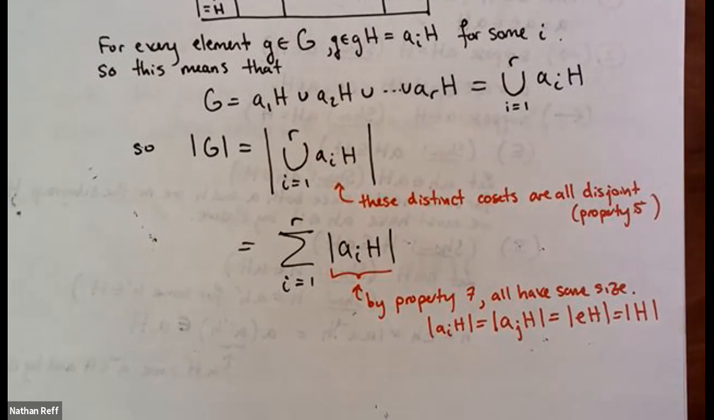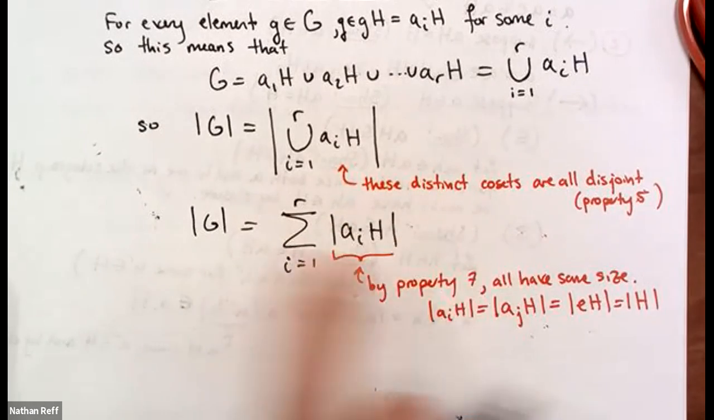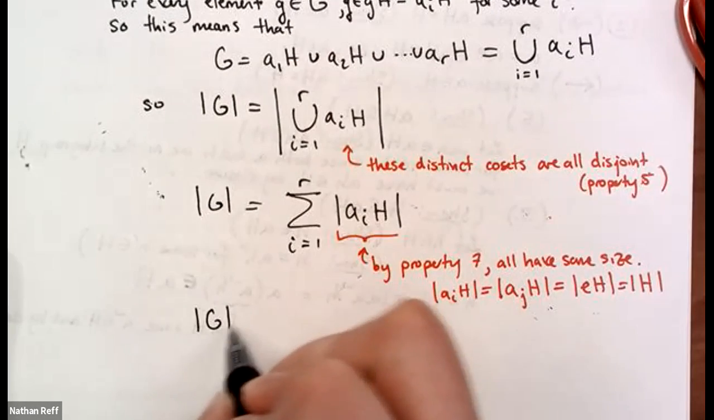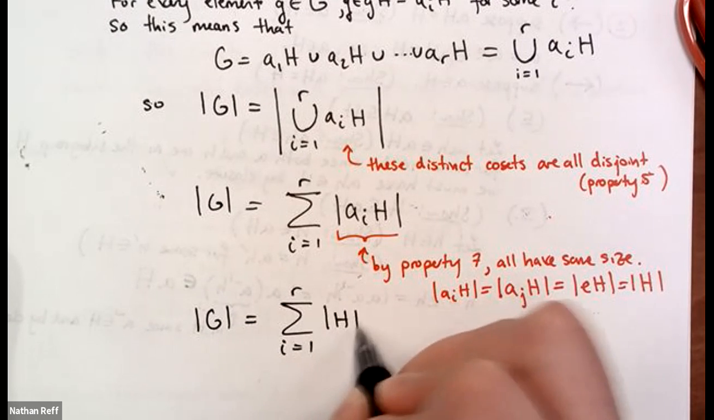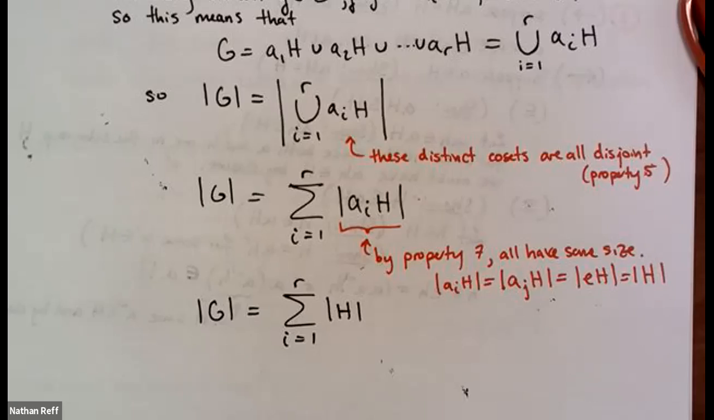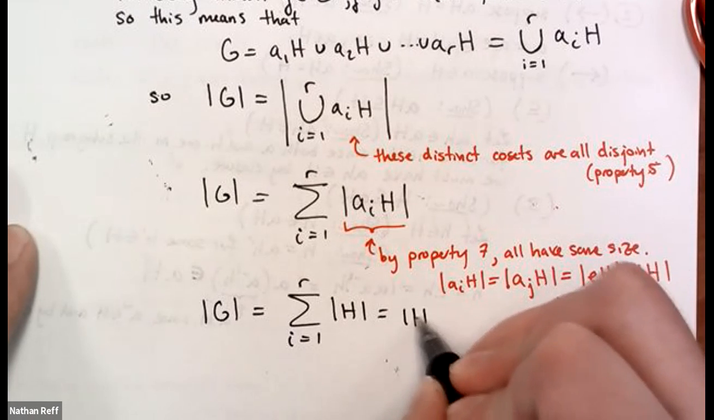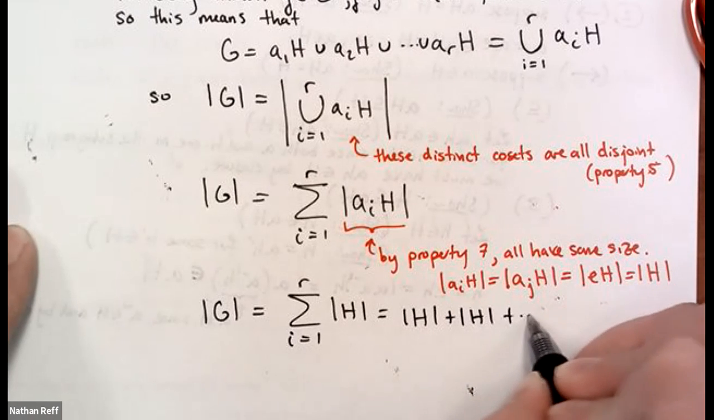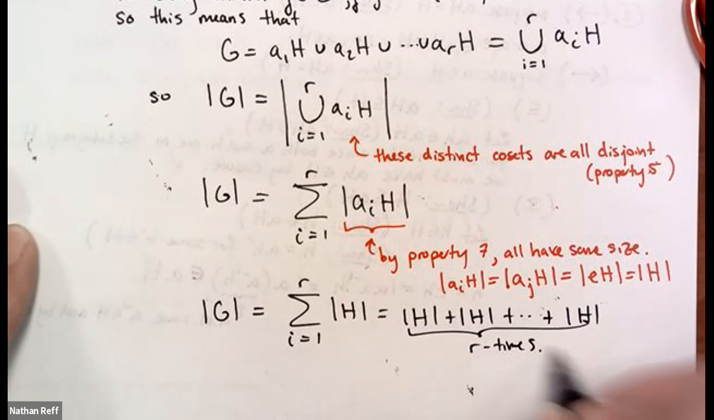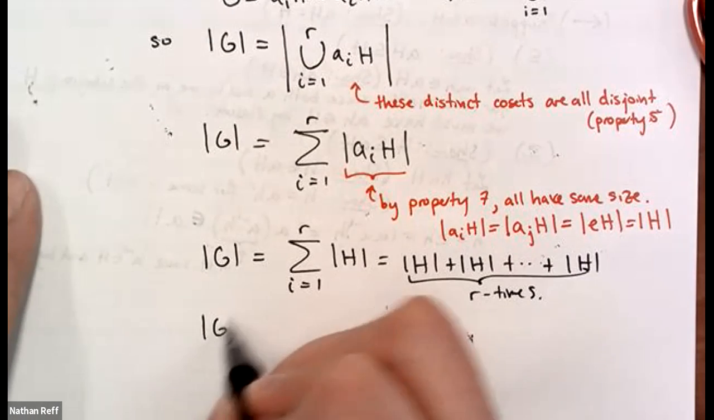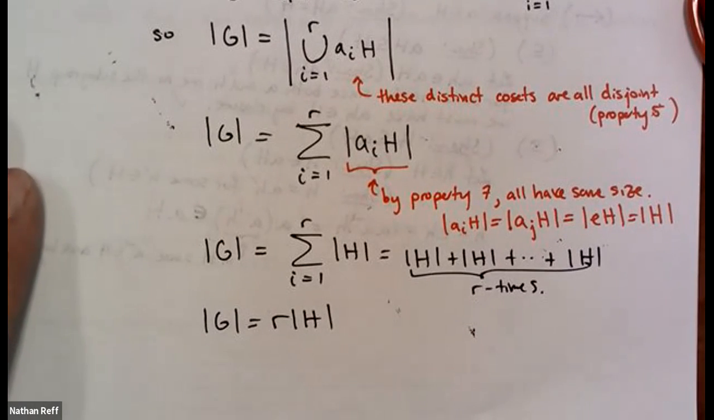Okay. We're getting somewhere, right? So this is still the cardinality of G. And now finally I have the cardinality of G is this. Well, what is that? That's just R times H, right? This is cardinality of H plus the cardinality of H plus dot dot dot plus cardinality of H, a total of R times. So in other words, the cardinality of G is equal to R times the cardinality of H. Okay. So I'm actually done.